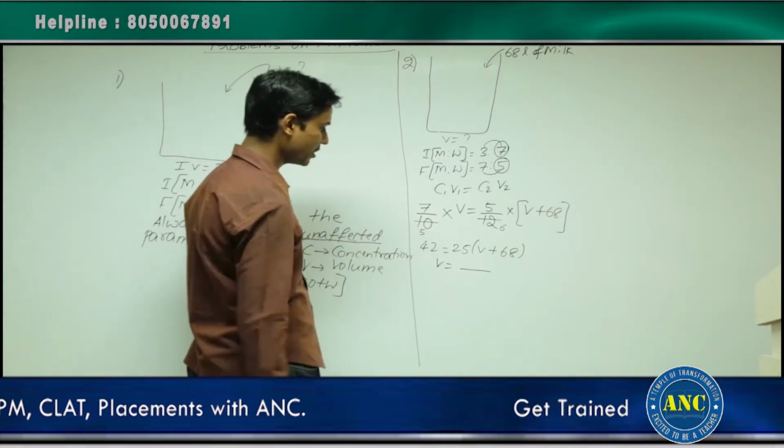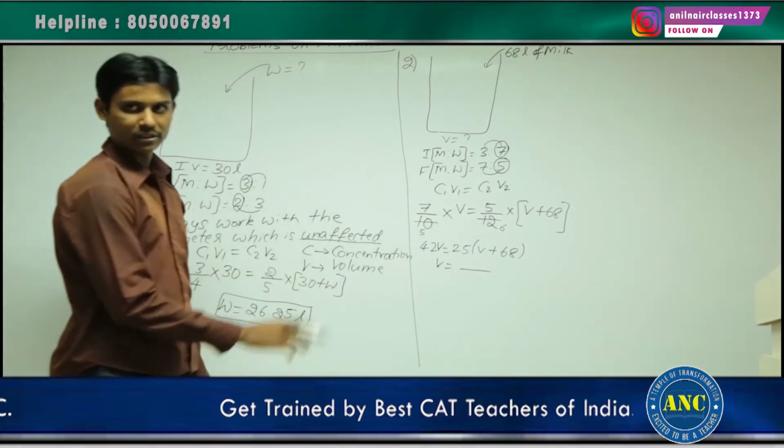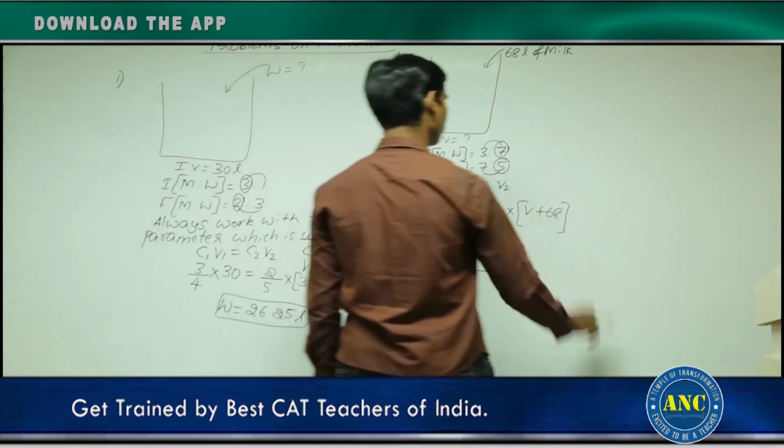Just simplify this equation, you will get the answer. So it is 42 V. Clear with the approach, you will get the value of V. This is your second question.